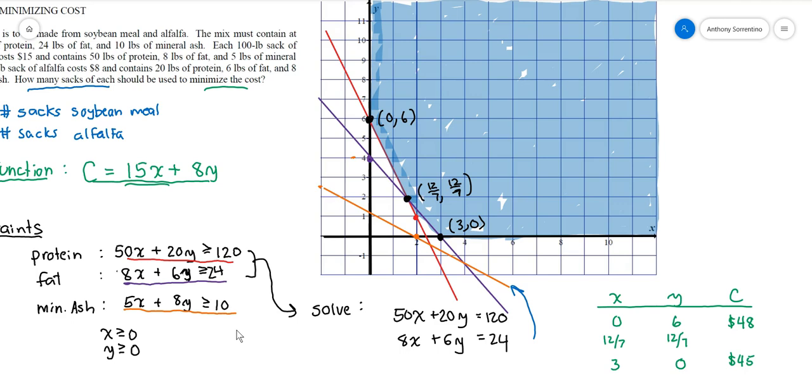Well, let's see if I buy a mixture of them, in this case basically 12/7, which is 1 5/7 of a sack of each, will that give me a smaller cost? So if I do that, put 15 times 12/7 and 8 times 12/7 and add them together, I get approximately $39.43. So I'm just putting into this function right here. So that's the cheaper one to go with.